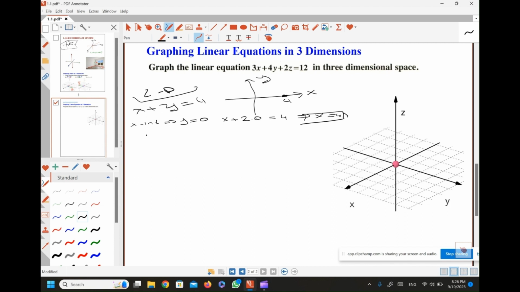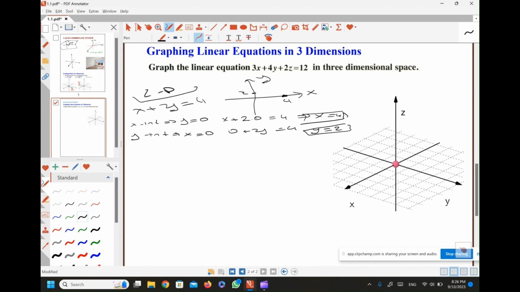What about the y-intercept? You do the same. To find the y-intercept, you let x be 0. When x is 0, 0 plus 2y is 4. Divide both sides by 2. y is equal to 2. So on the y-axis, find 2.